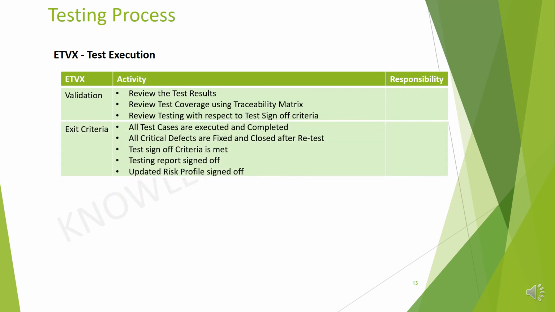And under exit criteria, the activities are: all the test cases are executed and completed, all critical defects are fixed and closed after retest, test sign-off criteria should be met as per requirement, testing reports should be signed off, and the last is update the risk profile and it should be signed off by the respective stakeholders.